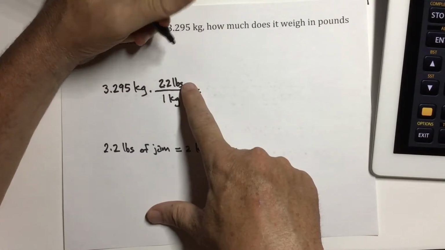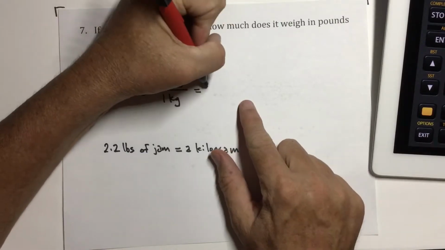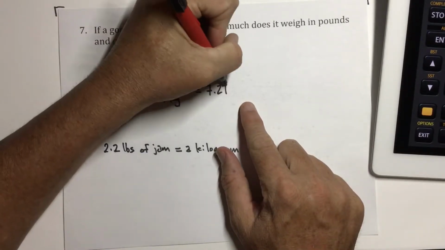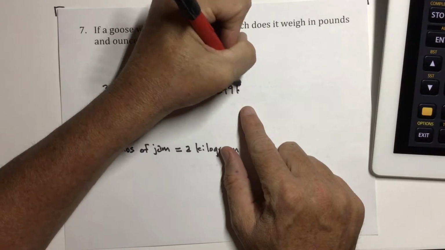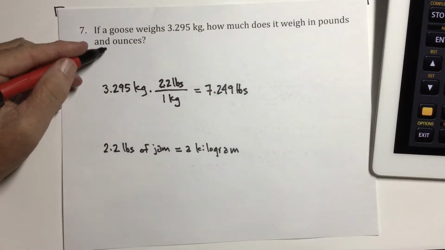Now, this then will take me straight to pounds. So let's do that first. 3.295 times 2.2 divided by 1. So this is 7.249 pounds. All right. But I want the answer in pounds and ounces.